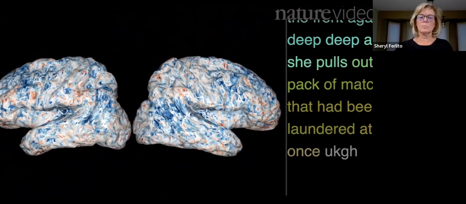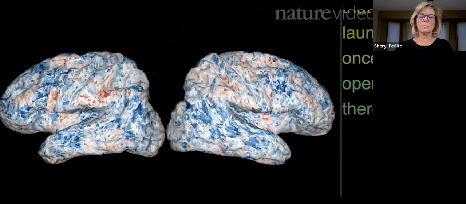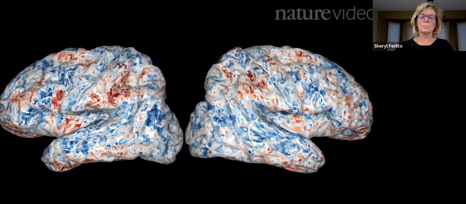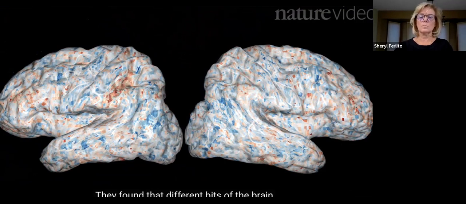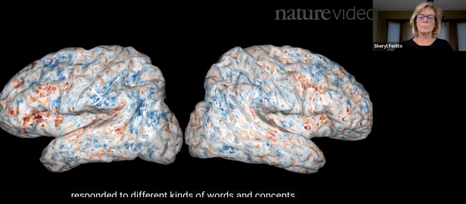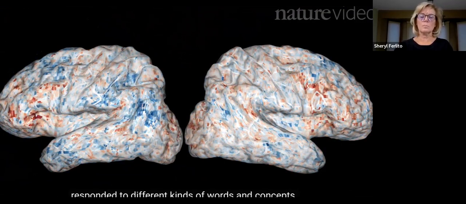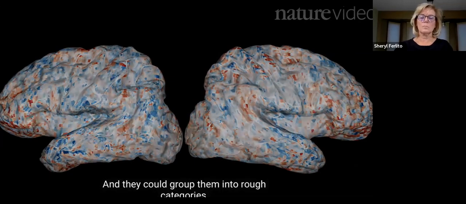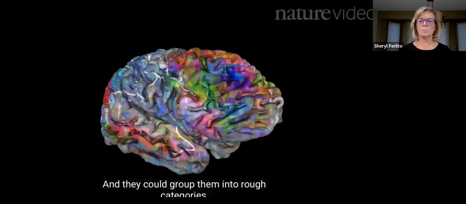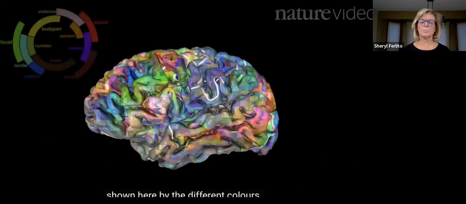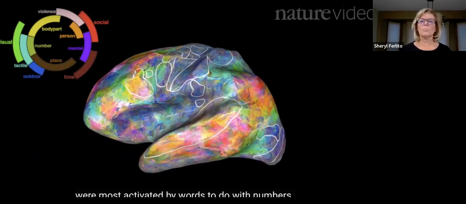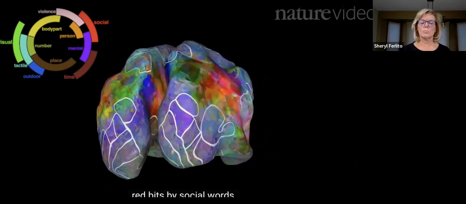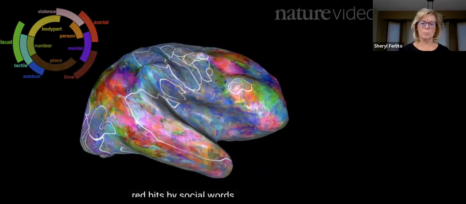By monitoring blood flow to different parts of the brain, they worked out which places were responding to the meaning of the words, the semantics. They found that different bits of the brain responded to different kinds of words and concepts. And they could group them into rough categories, shown here by the different colours. Dark green bits, for example, were most activated by words to do with numbers, red bits by social words.